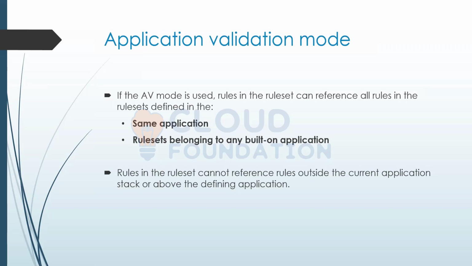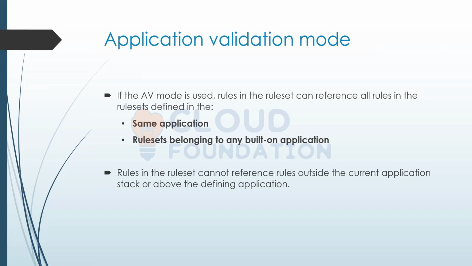If your rule set is in the AV mode, it can refer to rules from within the same application. So from any rule set within the same application, I can access the rules. Or it could also be part of any built-on application. I can still access them. Making it simple, almost the entire rule set stack, or the rule sets below your current rule set, can be accessed. What cannot be accessed is any rules that are outside, or not part of my application, if you're going for the AV mode.